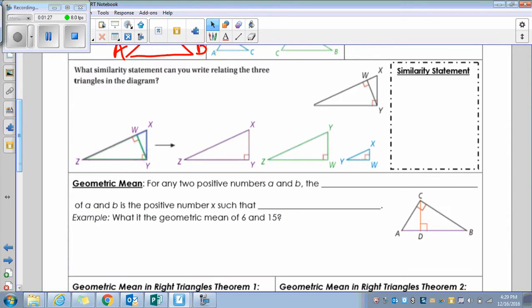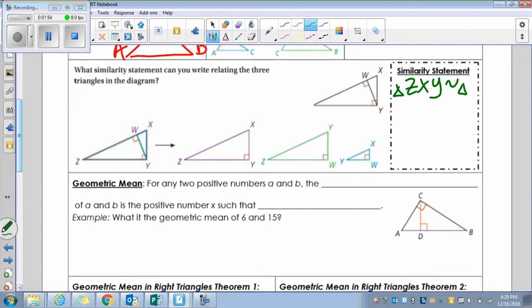So what similarity statements can we write? What similarity statement can we write relating the three triangles in this diagram? The similarity statements that I can make would be that triangle ZXY is similar to triangle ZYW. So I gave you one of those. You pause the video and write the other two, and the answers will be there when you come back.